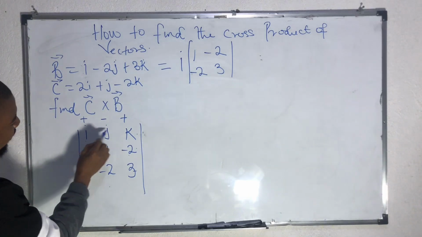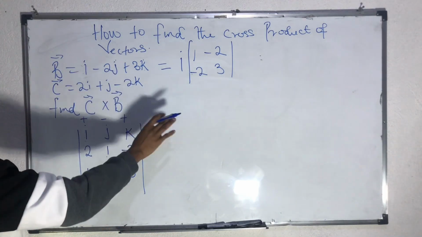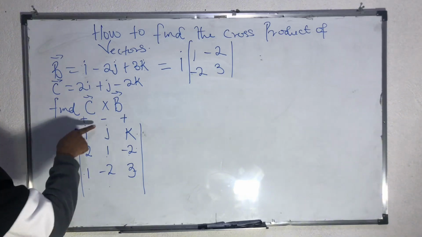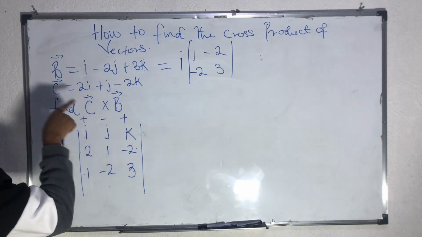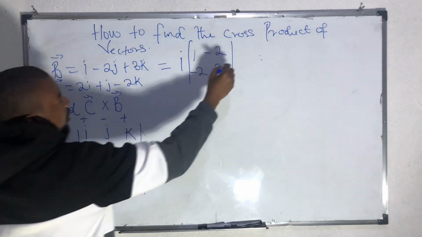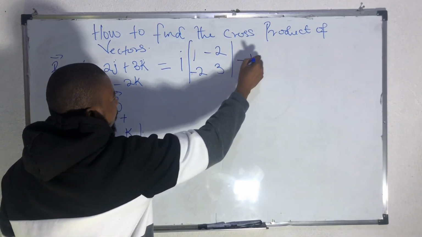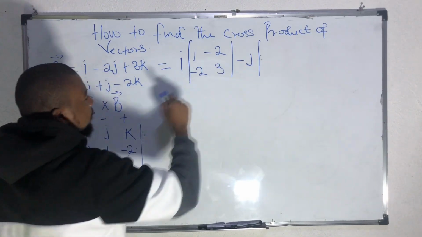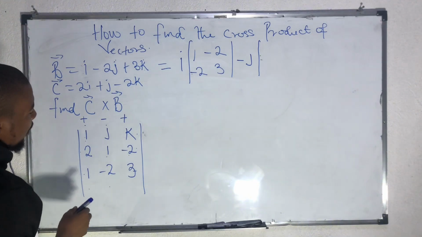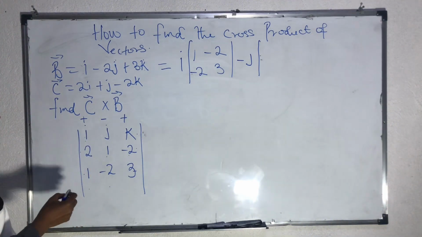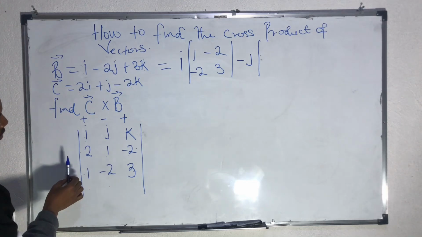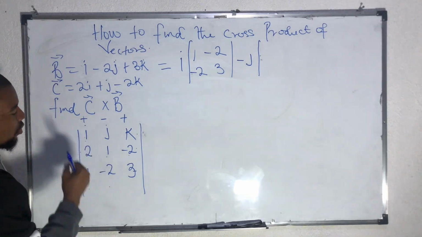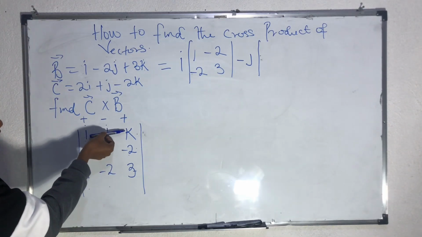Remember, we're using the i, j, k to break it down from 3 by 3 to 2 by 2. This j here is a minus. Remember the sign constant I told you, the plus, minus, plus. This now becomes minus j. You draw another line. What do you do here? We also repeat the same thing that we did. Now, j is found in the second column. How do we find what belongs to j? You hide the row where j is found.